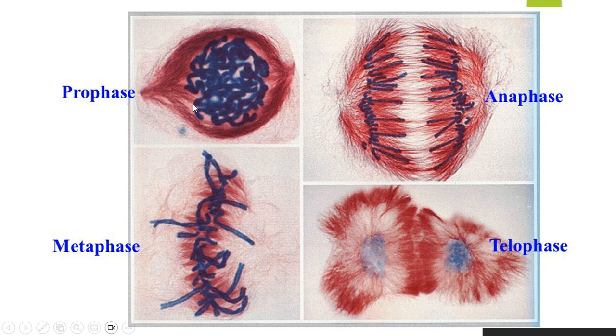So this is under the microscope. This is prophase. This is anaphase. As you can see, they're separated and moving apart. This is metaphase, where they're in the middle. So prophase, metaphase, anaphase, and telophase, right? So this is telophase. As you can see, the two daughter cells are created, right?